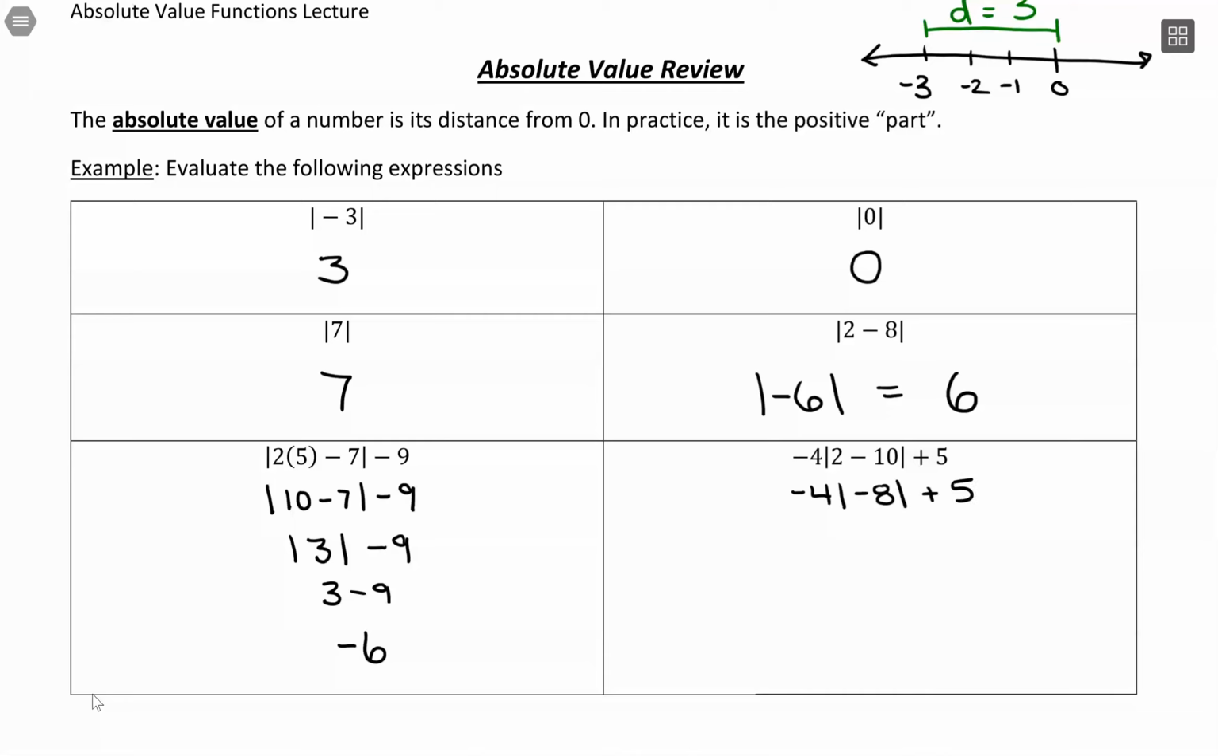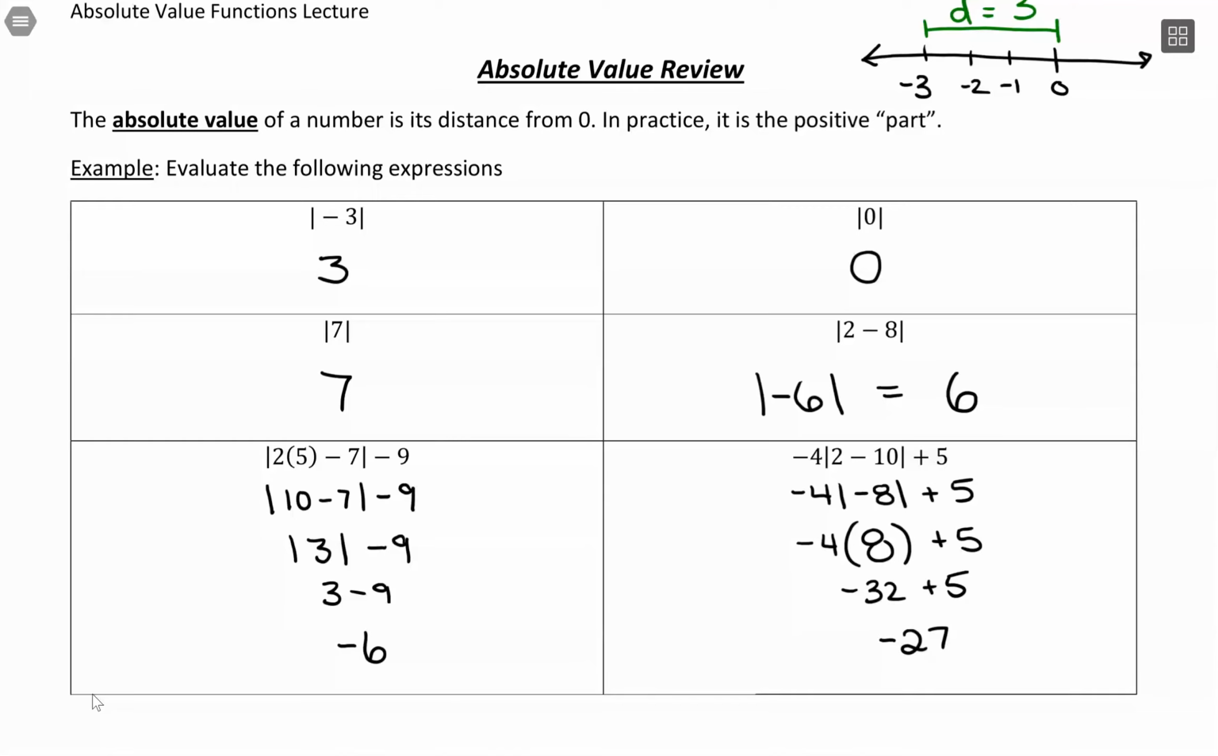Alright, and this last one, -4 times an absolute value, 2 minus 10, which is -8, and then a +5 on the outside. Before we can multiply, simplify your absolute value. So where it's an absolute value of -8, that's the same thing as +8. So that finishes simplifying the parentheses. Then we can multiply, then we can add.